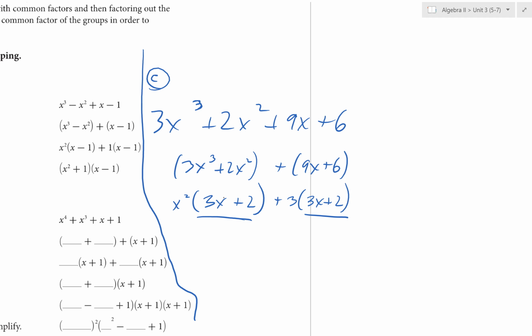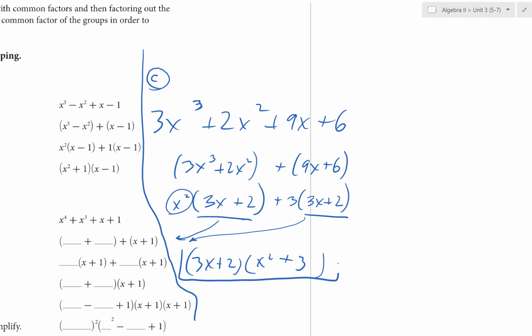And so now what I'm going to do is take the 3x plus 2 and pull that out in front. Okay? And so if I pull the 3x plus 2 out in front, what's left? The 3x plus 2's are gone. I pulled those out in front. What are we left with? We're left with an x squared plus 3. And so that is the factorization for that problem. We can check both factors. Neither one of those can be factored anymore. 3x plus 2 cannot be factored anymore, and x squared plus 3 cannot be factored anymore. So now I'm done.